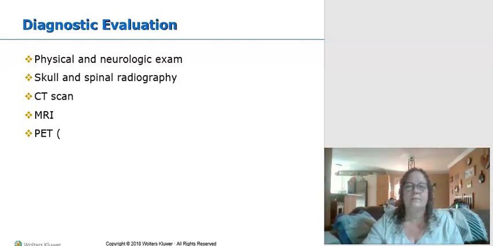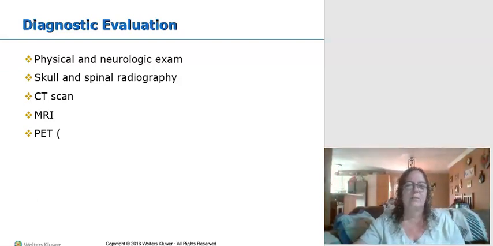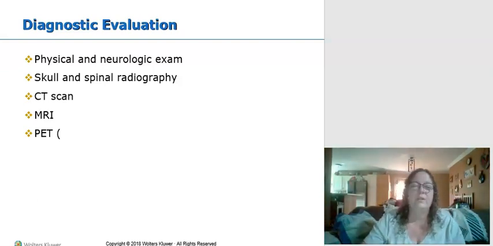So sometimes we'll just do that following. They may have to do a lumbar puncture for that one. Could do an MRI or PET scan. CT is the most common emergent test, followed by MRI.